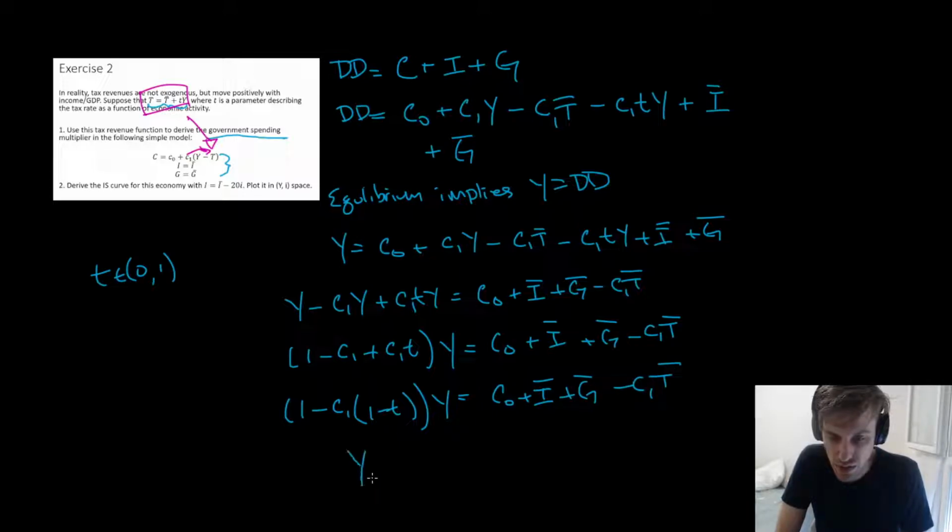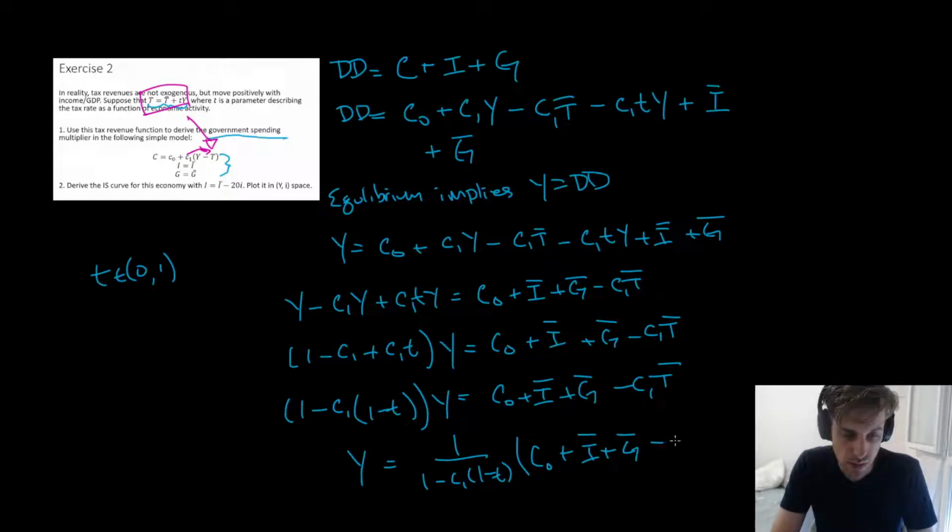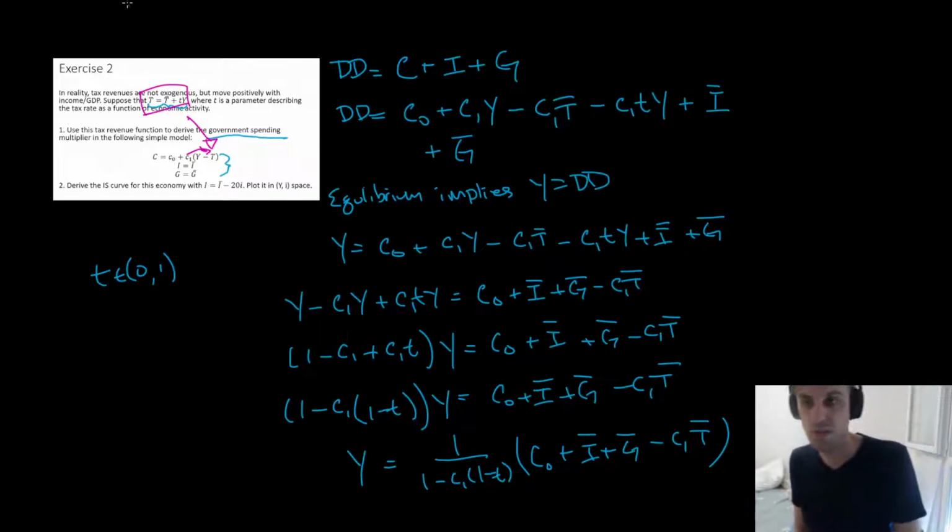And then we divide, and we have our multiplier. So it is 1 over 1 minus c1 times 1 minus t, times, open parentheses, c0 plus I bar plus G bar minus c1 T bar, close parentheses. Okay, and I'll put a box around that because we did a lot of hard work.